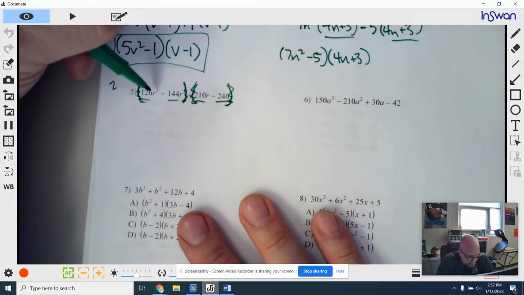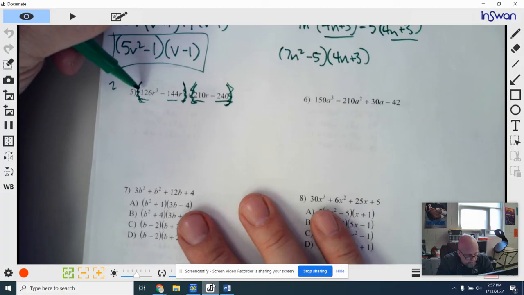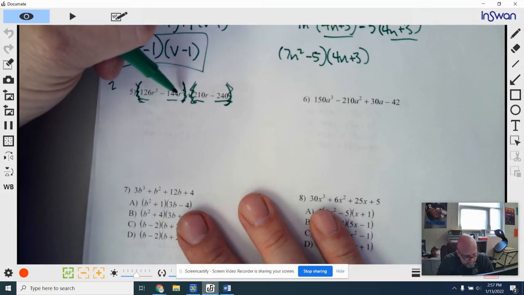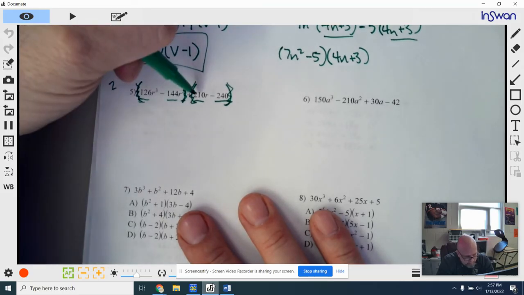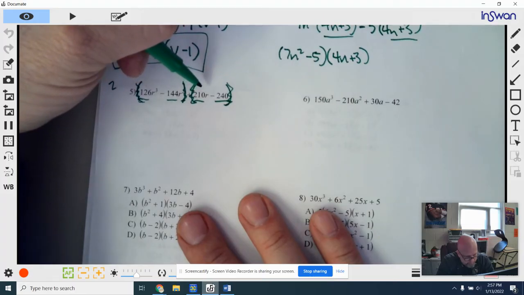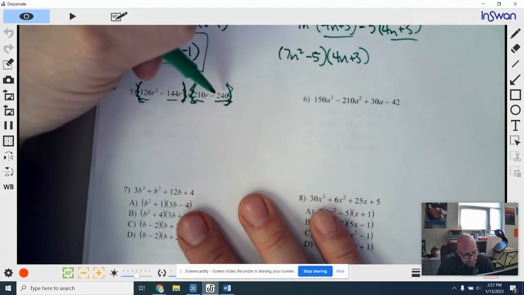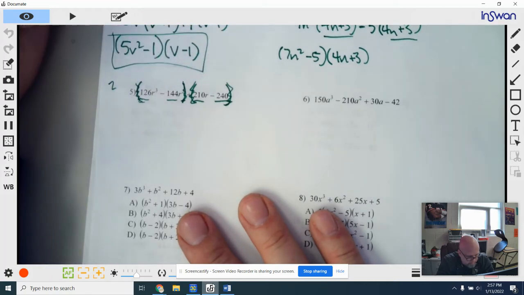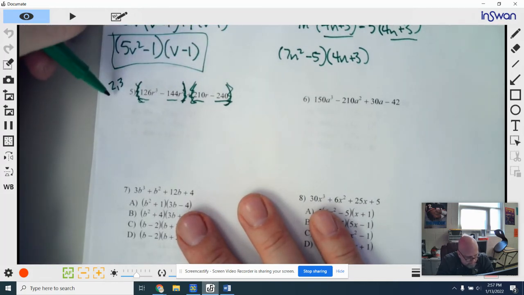Okay, so the 3 rule. Remember the 3 rule, you add the digits together. 1 plus 2 plus 6, well, that's 9. 9 is divisible by 3. 1, 4, 4, again, is 9, divisible by 3. 2, 1, 0, that's 3, which is divisible by 3. And 2, 4, 0, that's 6, which is also divisible by 3. So if it's divisible by 2 and 3, it's also divisible by 6.